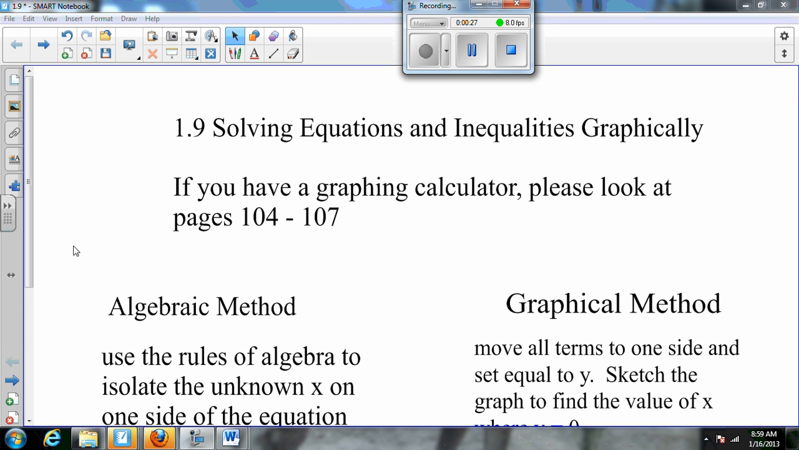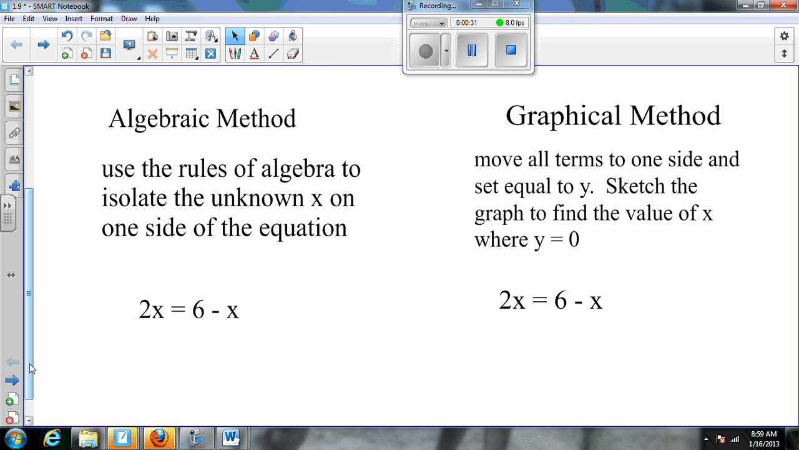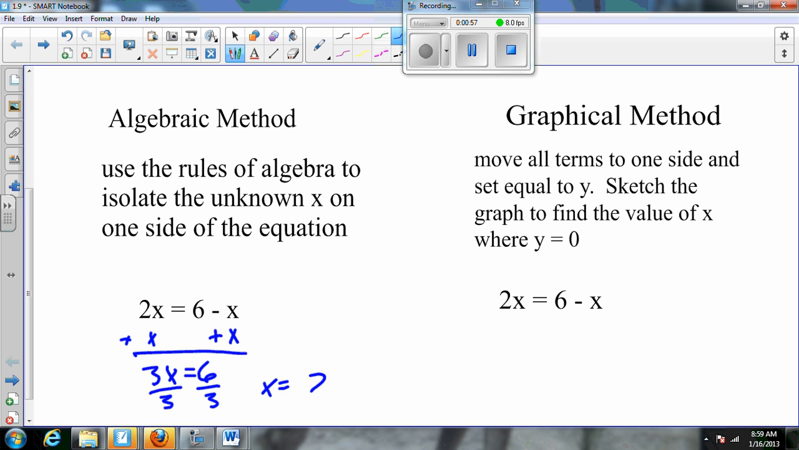So in solving problems, there's the algebraic method and a graphical method. The algebraic method uses the rules of algebra to isolate the unknown x on one side of the equation and get the constants on the other. So for example, we have 2x equals 6 minus x. We want the x on one side, they will be positive on the left. So we get 3x equals 6. We now know to divide by 3 to isolate x, and x equals 2.